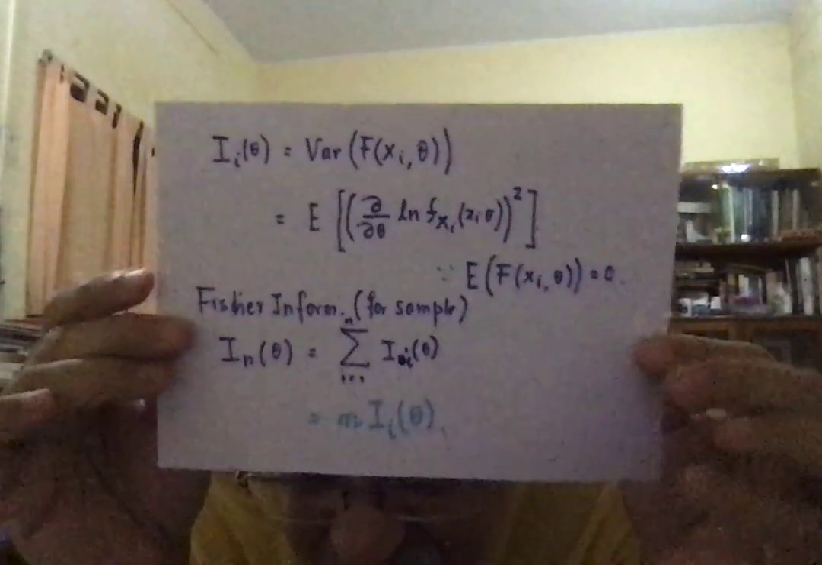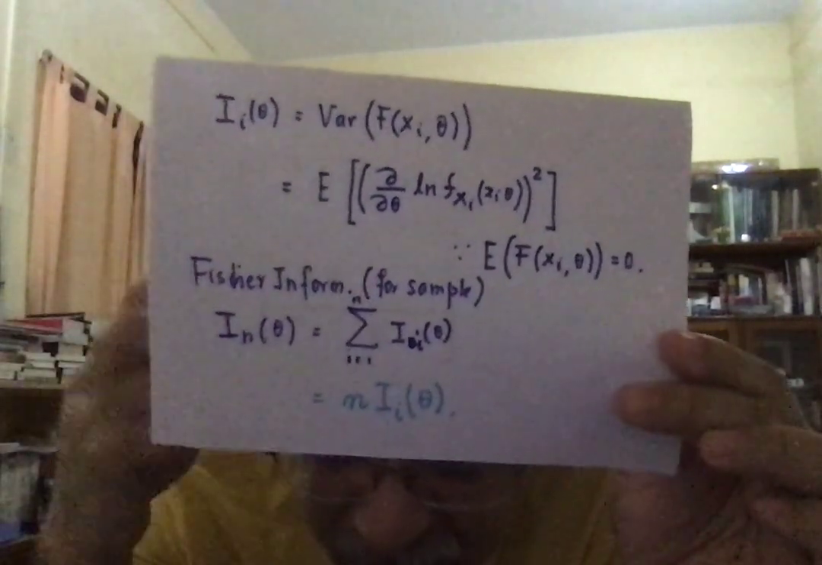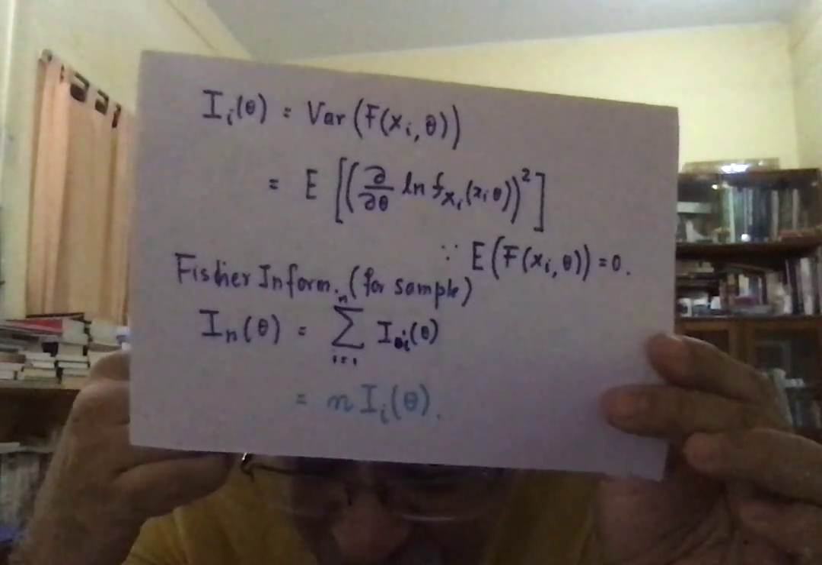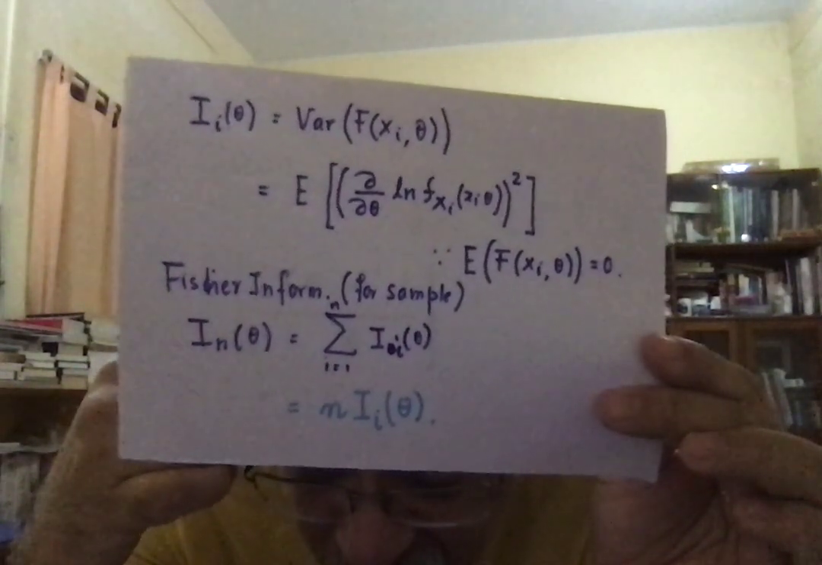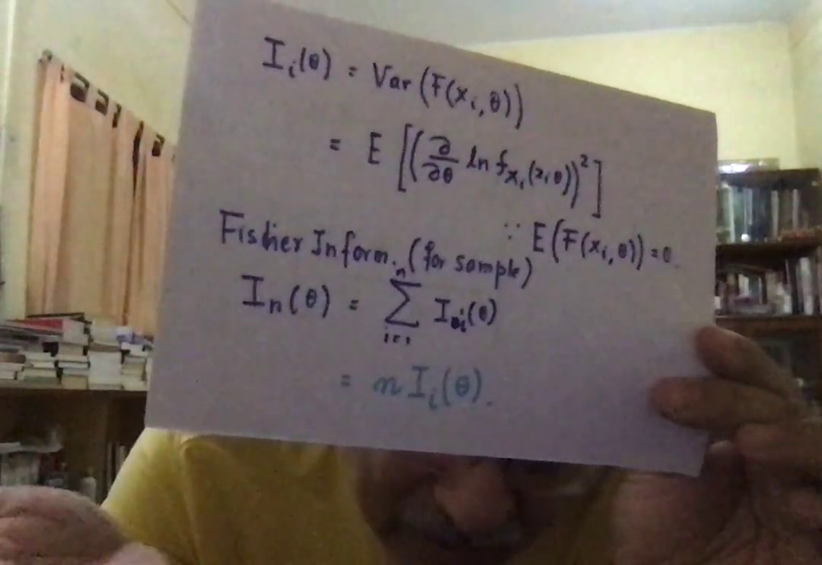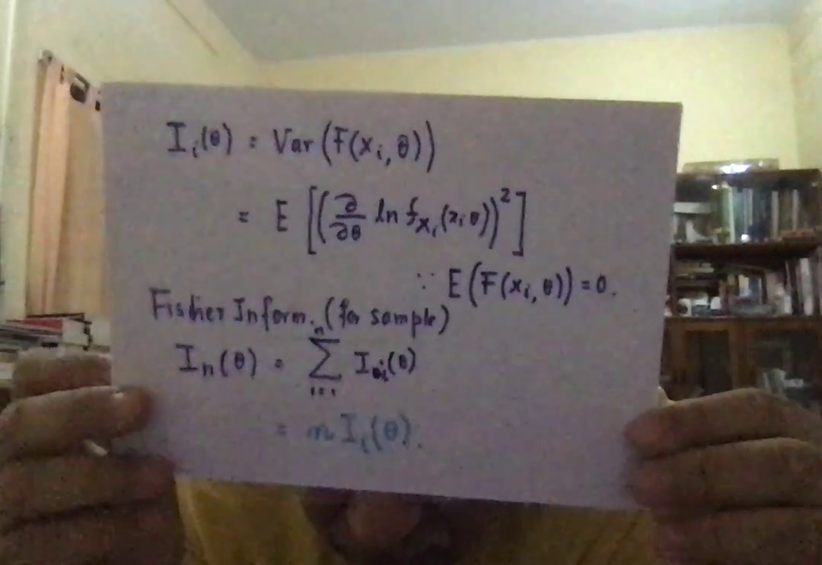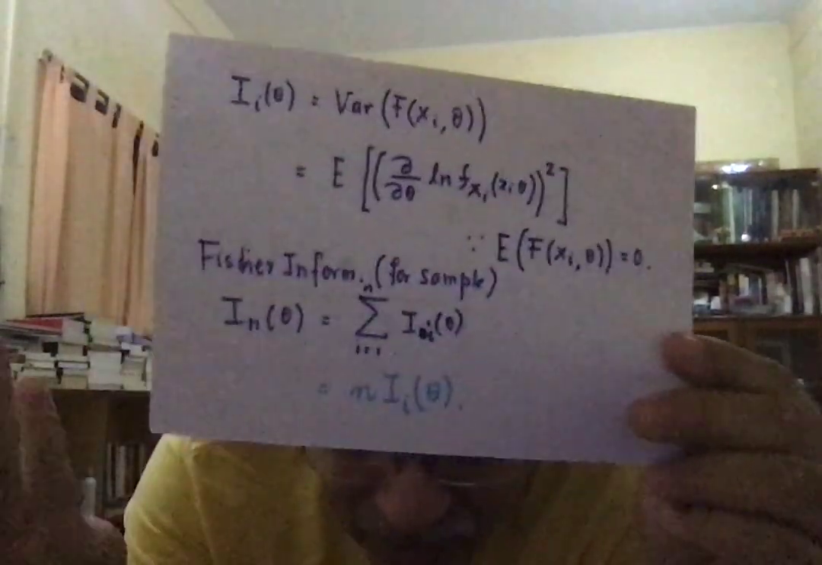So if you now try to calculate the Fisher information, it is exactly this. Because the expectation of the Fisher score is 0, it will be expectation of f xi theta whole square minus expectation of f xi theta whole square, but expectation of f xi theta is 0. So you just get this. So to get the Fisher information about the whole sample, you just add it n times, n I theta, since each I theta would be the same. Okay. So let us now try to find an example.